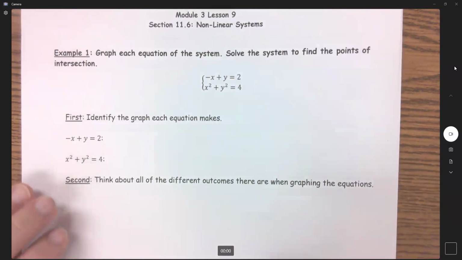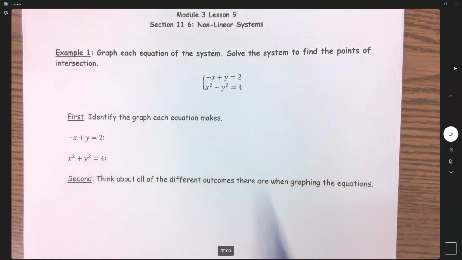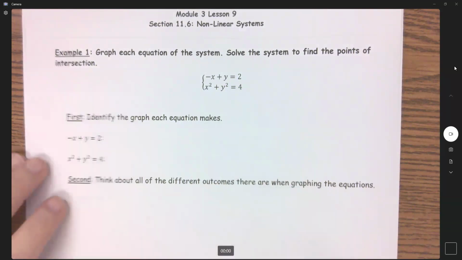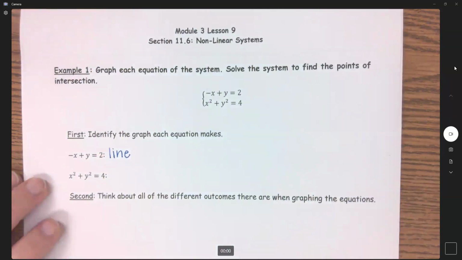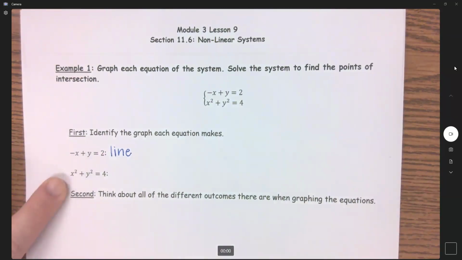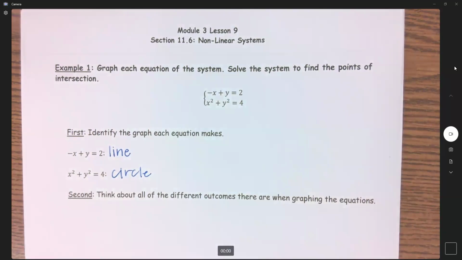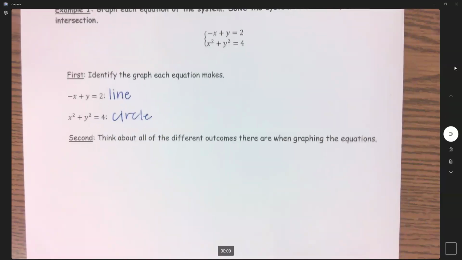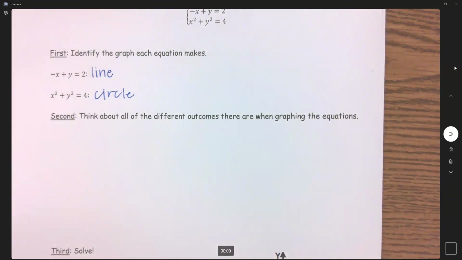So if this is my system right here, first identify this top one here makes what shape when we graph it? Okay, that is a line. If you have nothing squared, that is a linear equation. And what will this one right here make? Use that flow chart if you need it. That's a circle. You have 2 square terms, both positive and the same coefficient. So pause the video, and I want you to think about what different outcomes I can have when I graph a line and a circle on the same coordinate plane.